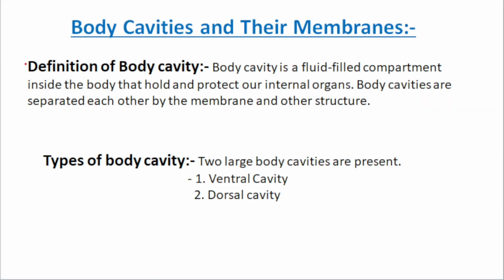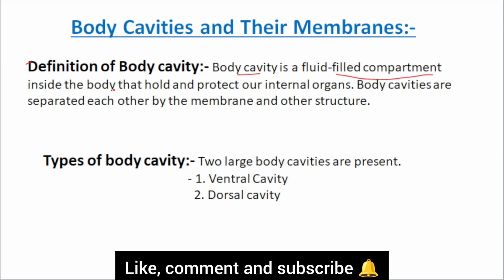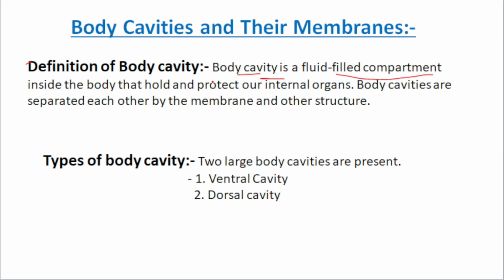So what is the definition of a body cavity? A body cavity is a fluid-filled compartment. Cavity means a compartment. When a compartment is filled with a specific type of fluid inside the body to hold and protect our internal organs, this is called a body cavity. Every body cavity is separated from the others by a specific type of membrane or other structure that helps to protect our internal organs. There are two types of body cavity in our body.